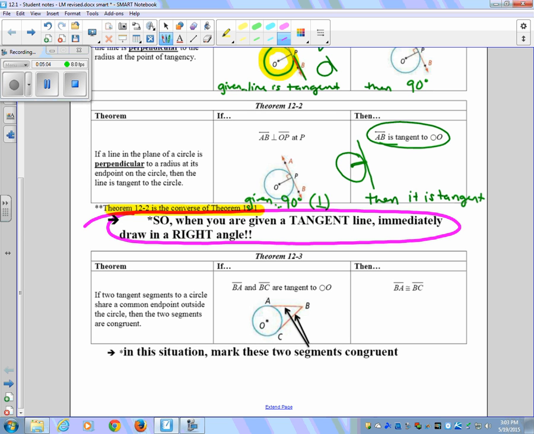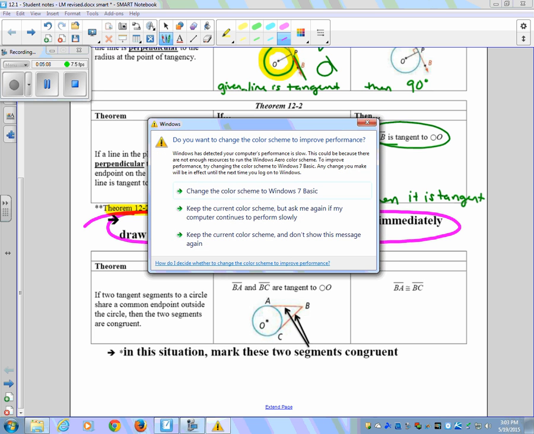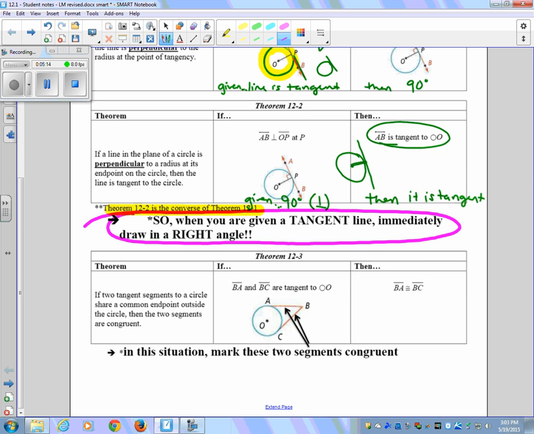that we know with tangent lines. Okay, so the second concept that we really need to use here is the theorem that says if two tangent segments to a circle share a common endpoint outside the circle. In other words, we draw one tangent line, and from that same point outside of the circle, we draw another tangent line.